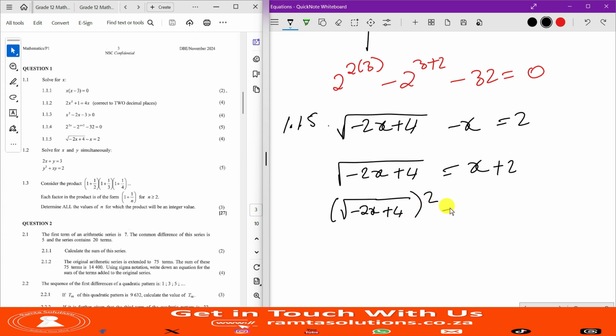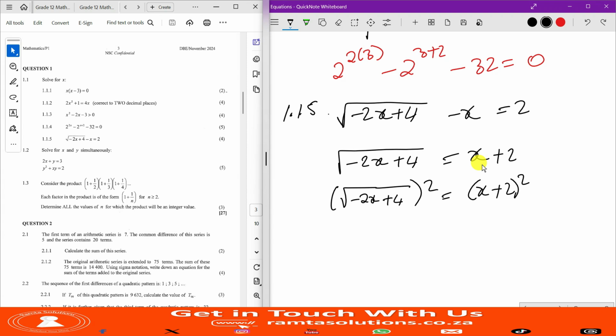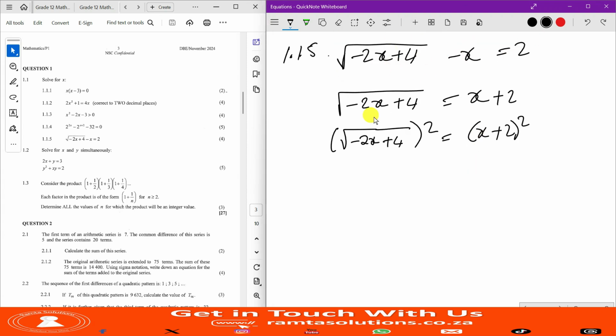I'm squaring both sides, okay? I'm squaring both sides. So I just want to show you every step. But otherwise, from here, you can come to this step here. All right? Now, a square root times a square root will be whatever is inside that square root. In other words, we're left with minus 2x plus 4 equals x squared plus 4x plus 4.